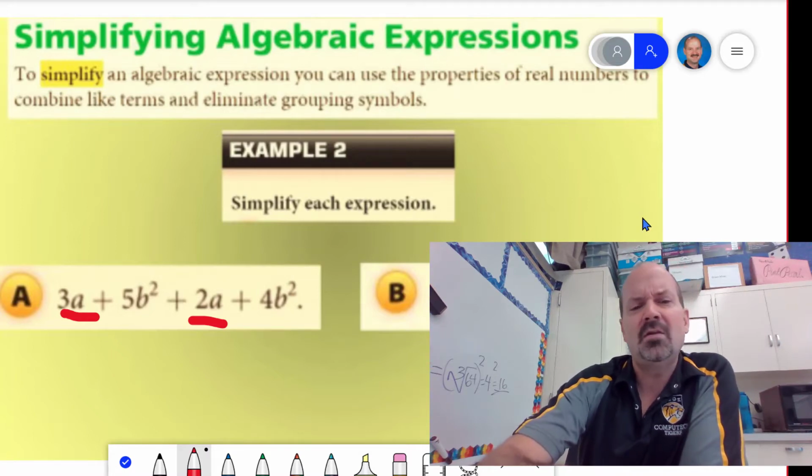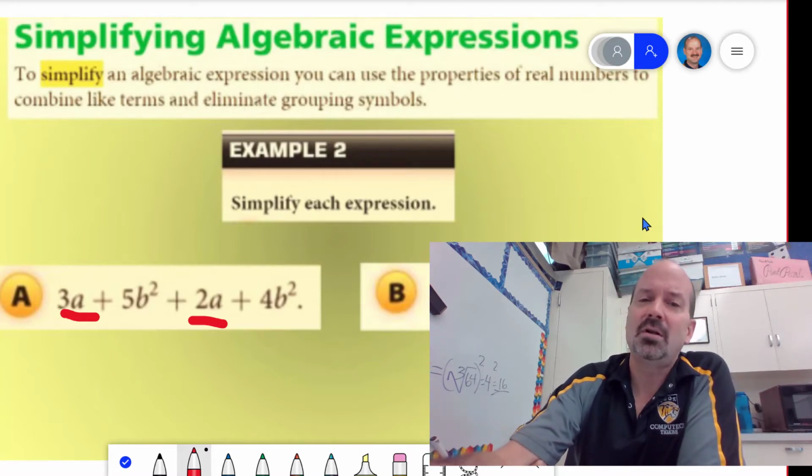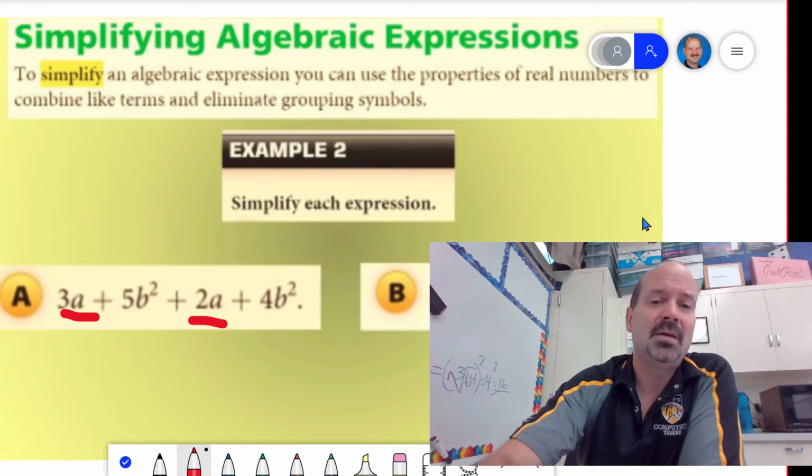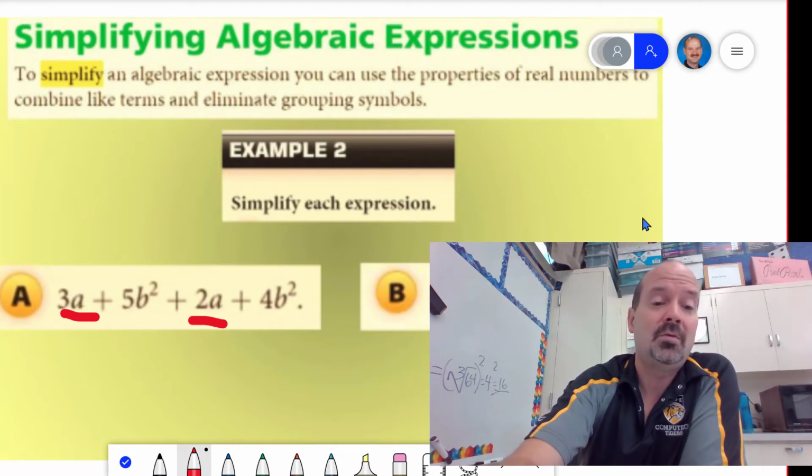Well, who says you can add them out of order like this? That's actually the commutative property. So technically, we should rearrange them so they're next to each other, and then we should add them. But it's okay, because they're all being added. By the commutative property, 3a plus 2a is 5a.